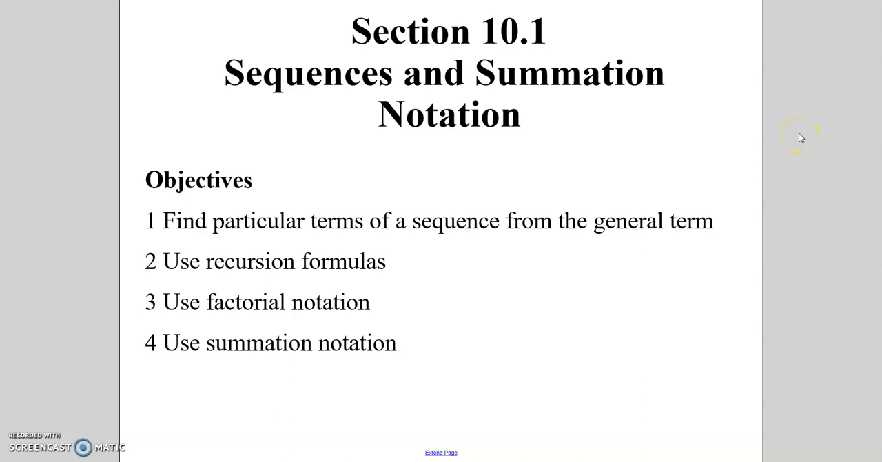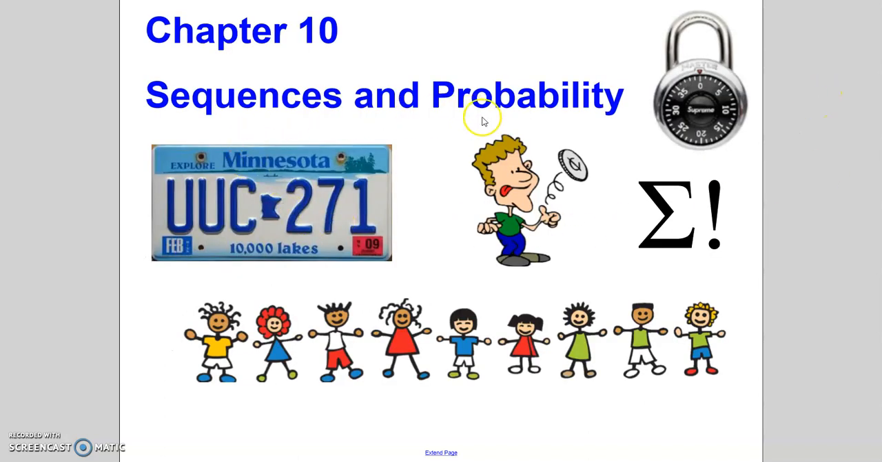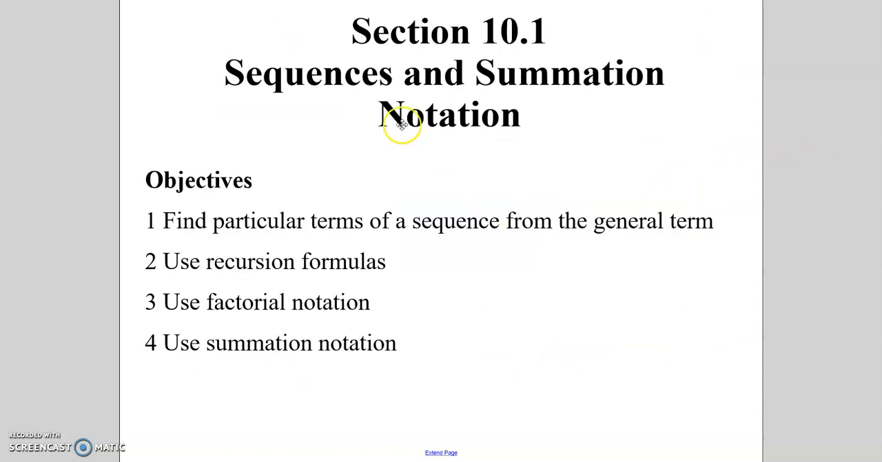Hello, pre-calc students, and welcome to the start of Chapter 10. Chapter 10 is all about sequences and probability. So today we're going to start with Section 10.1, which is looking at sequences, and then in the second half of this section we'll look at summation notation.